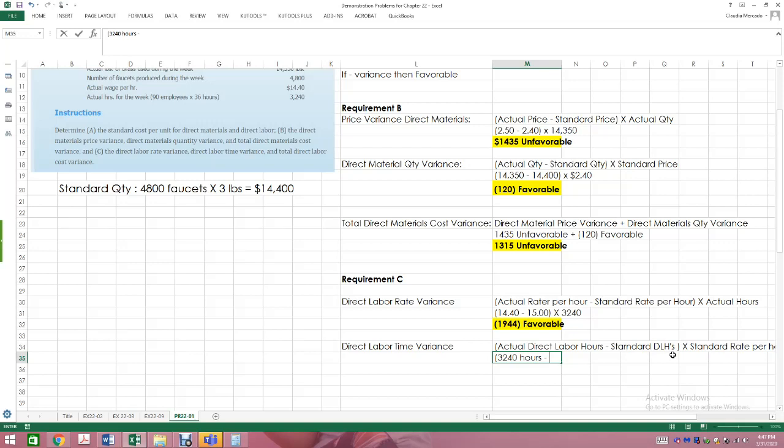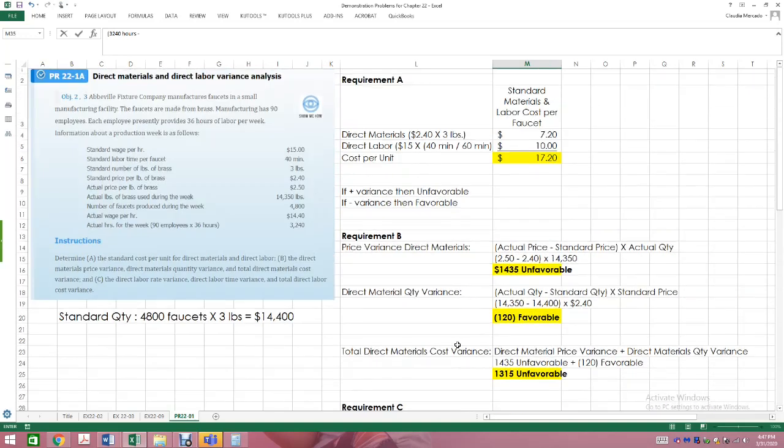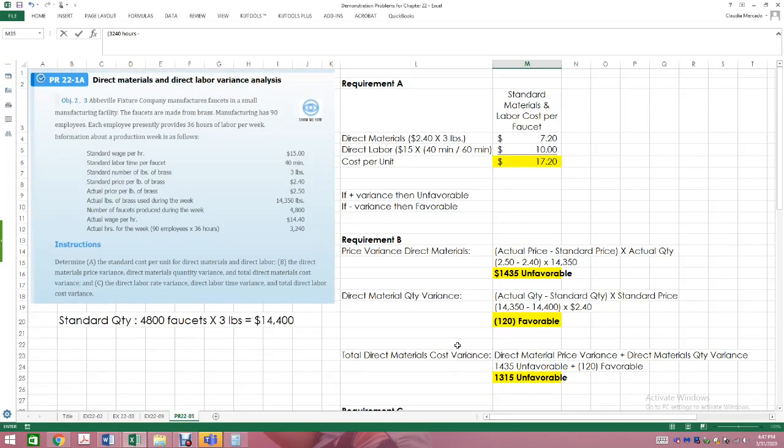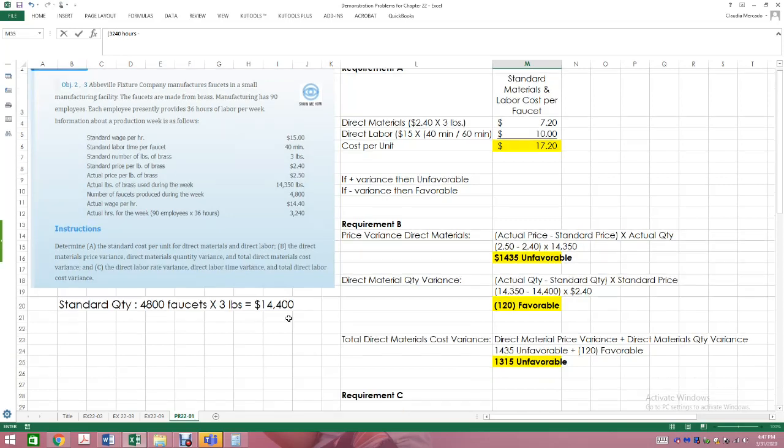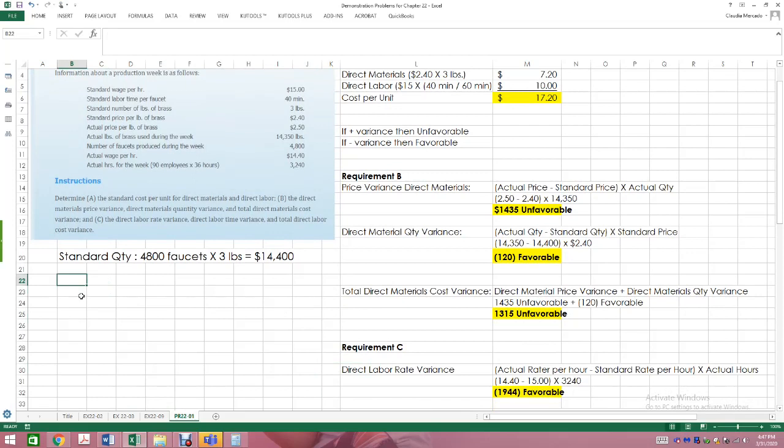So we need to calculate our standard direct labor hours. They didn't give us that, so we need to calculate it. I'm going to do my calculation down here. Standard direct labor hours. Let's do that calculation.